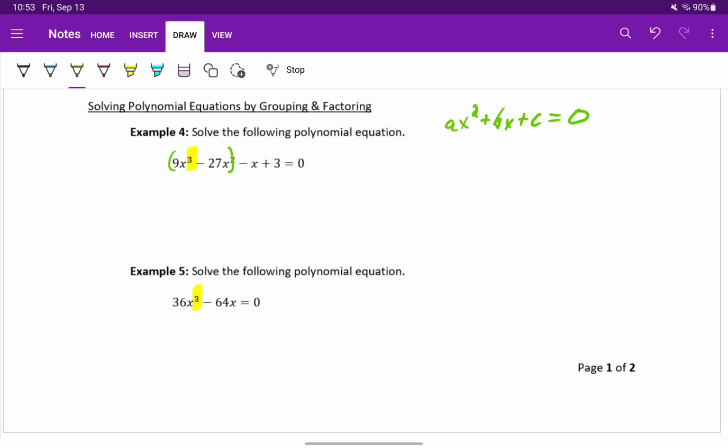We'll consider the first two terms as a group, the second two terms as a group, and we'll see what greatest common factor we can pull out. In this case, between 9x cubed and minus 27x squared, we can factor out 9x squared, which will leave us with x minus 3. And then from the second two terms, we want that leading term to be positive, so we'll factor out a negative 1, which will leave us with x minus 3.